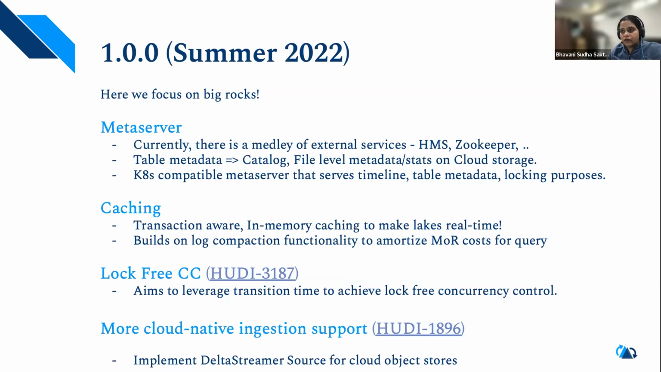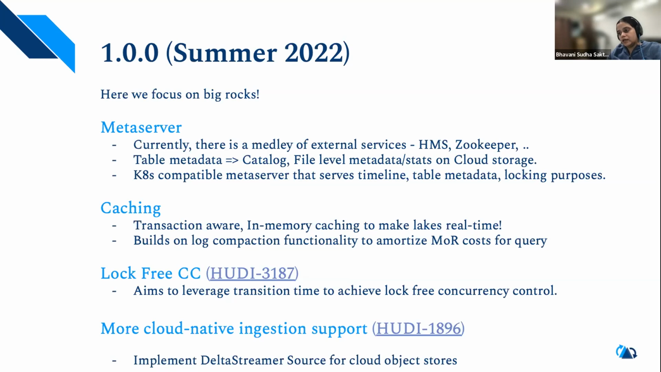And we also have a caching layer coming up that would enable even more real-time lakes by making use of the log compaction functionality for MOR queries. The caching layer would be transaction aware and would build upon the multimodal indexes and the meta server that we talked about. We already have a couple of concurrency control techniques that we are using today.